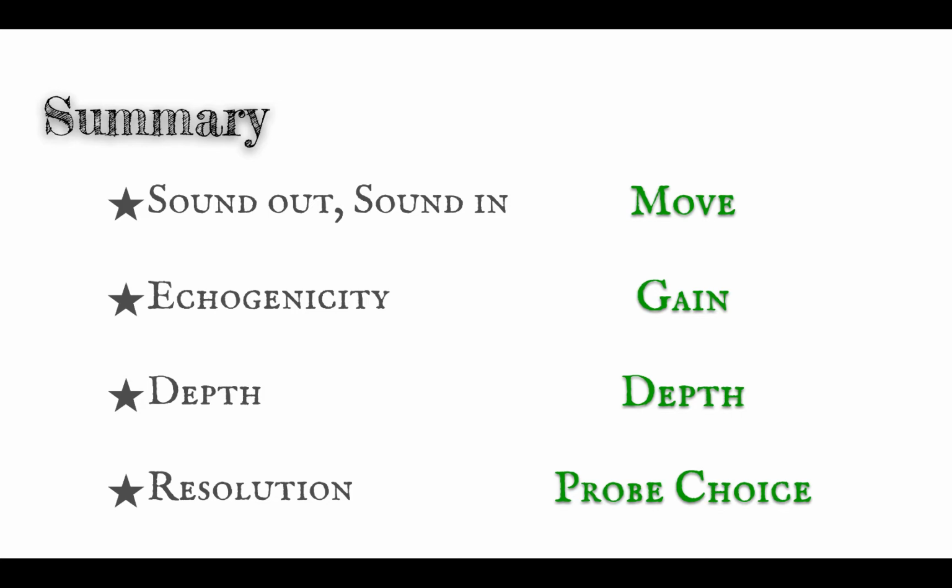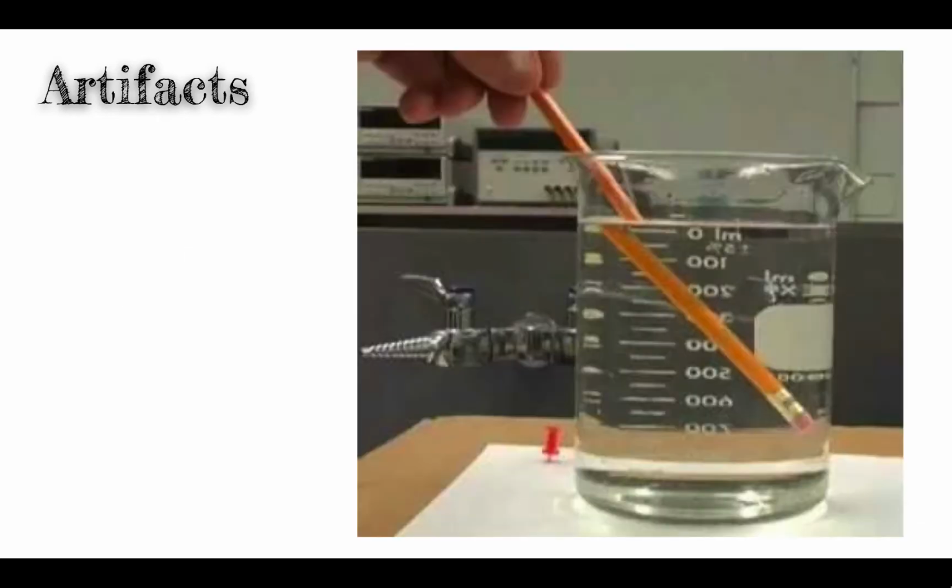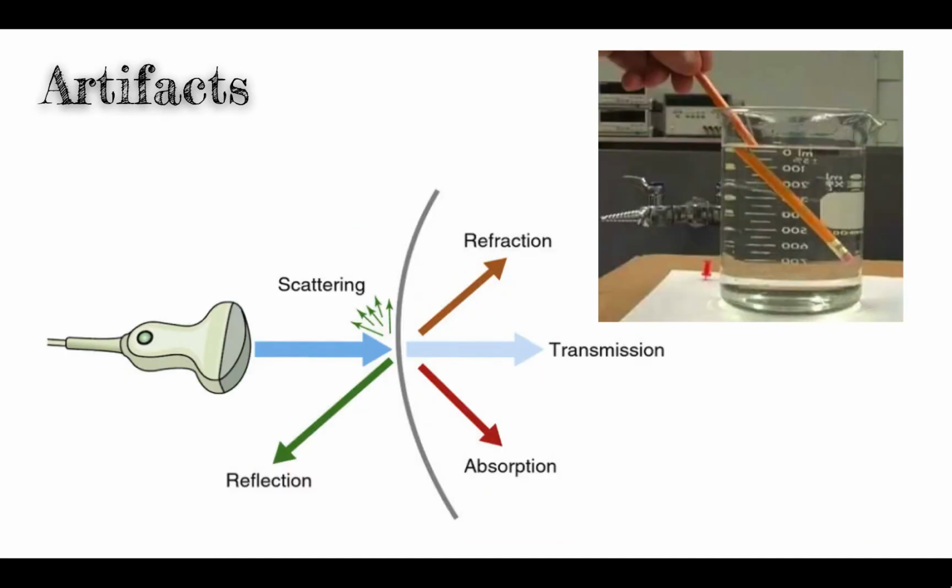No discussion of physics would be complete without talking about artifacts. Until now, we've simplified image formation as: a sound comes out, bounces off an object, and comes back. While this is true, you know from grade school physics that waves can do some strange things when they pass through different media. For example, refraction causes this pencil to look broken when looking at it through the different media of air or water. Similarly, sound waves can refract, absorb, or scatter in addition to simply reflecting back from an object to the transducer. These different movements of the sound waves can produce artifact, which means that what you see on the screen isn't exactly the same thing as what is happening in the patient's body.